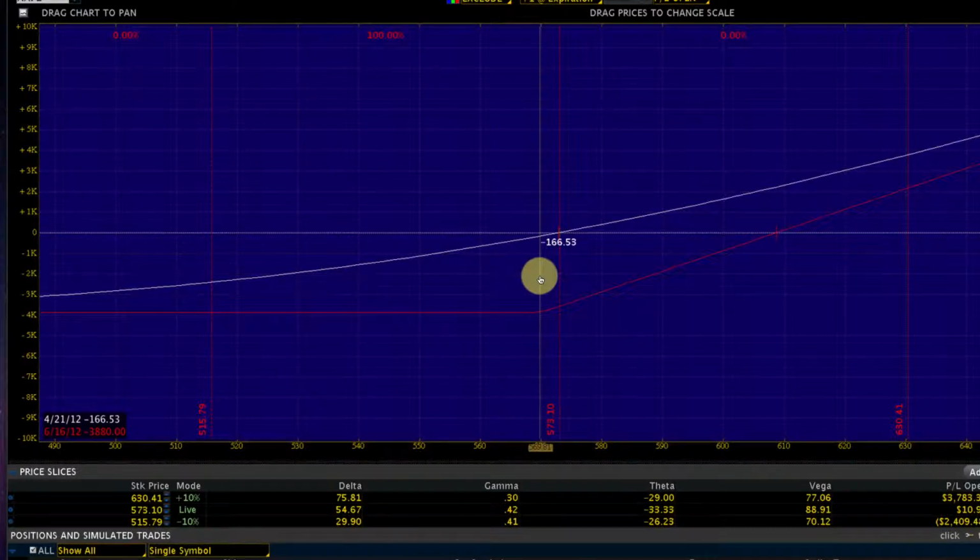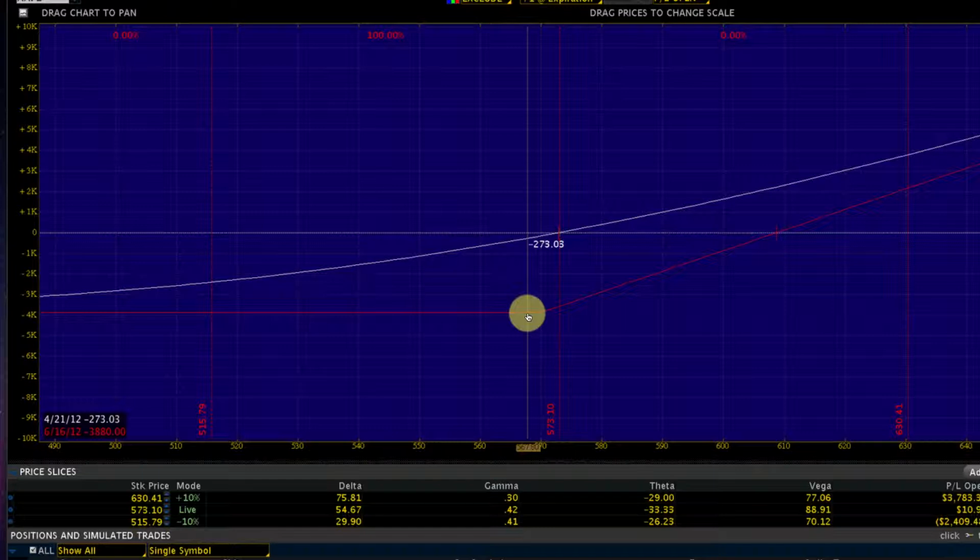The red line represents the status of your position on the day of expiry, and the white line represents the status of your position today. It could be very similar to what it is tomorrow, the day after, and things like that. So your white line is your real-time line. Your red line is your profit and loss position on the day of expiry. So in our case, the date of expiry is 6/16, so June 16th, because we had about 55 days for this option to expire.